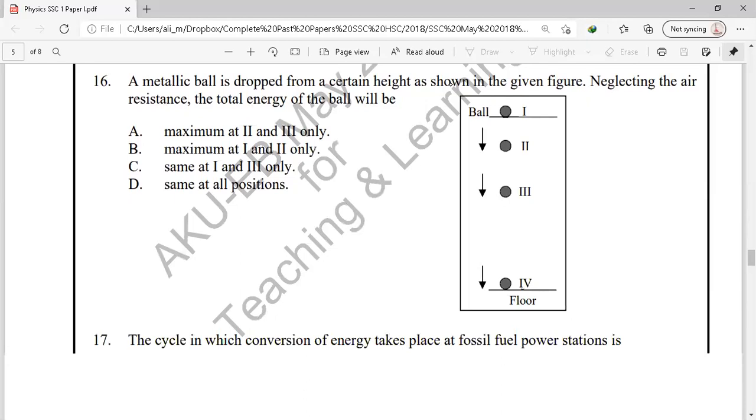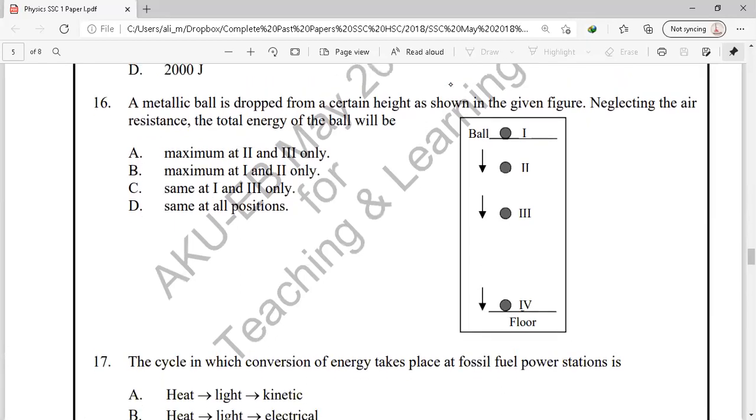So we have another question, question number 16. It is again from our chapter number 6, work, power, and energy. A metallic ball is dropped from a certain height as shown in the diagram. Neglecting the air resistance, we have to tell about the total energy of the ball. As we know, total energy of the body is equal to kinetic energy plus potential energy.